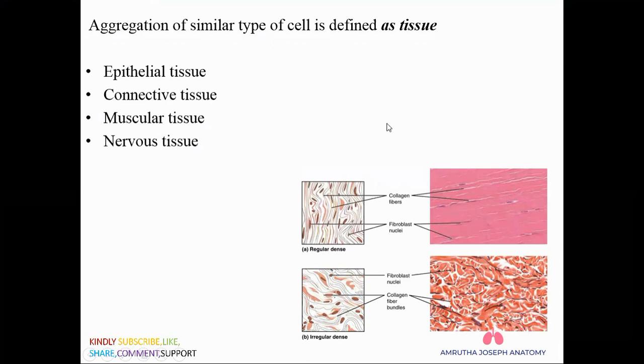So we are going to define a tissue. What is a tissue? Tissue is a collection or aggregation of similar types of cells, or cells which have a similar function, or do almost the same function. So they can be called a tissue. A group of them is called a tissue. There are four basic tissues: epithelial tissue, connective tissue, muscular tissue, and nervous tissue.